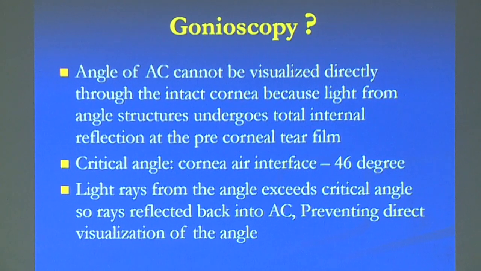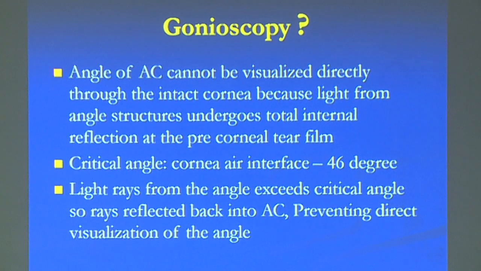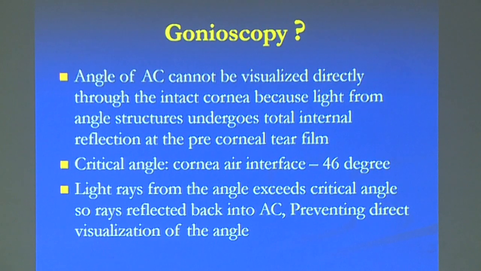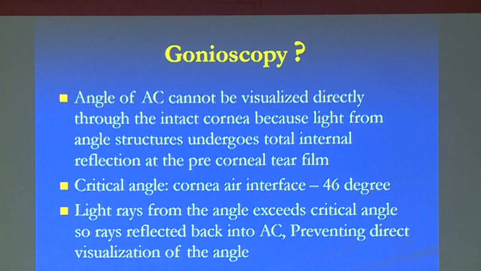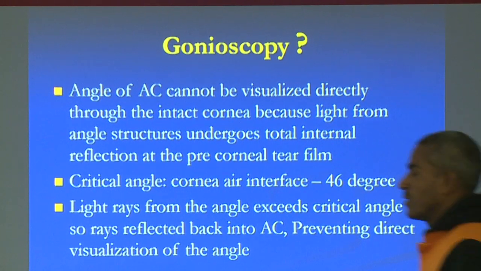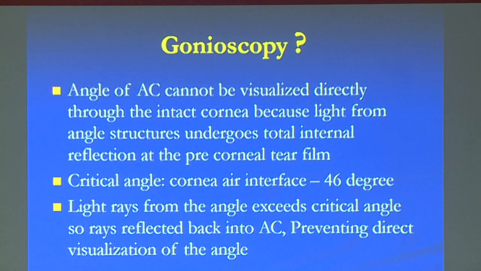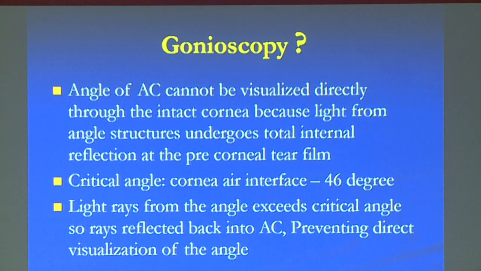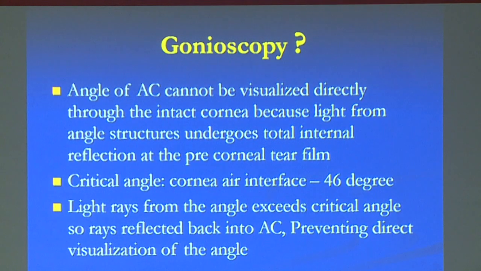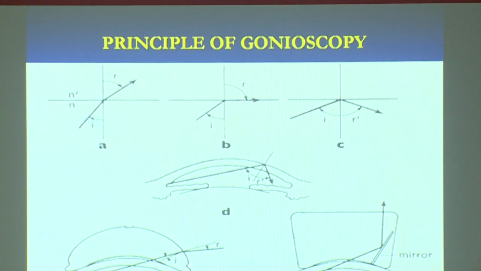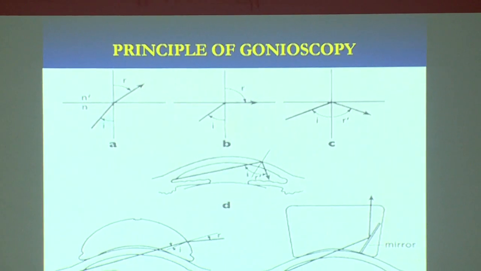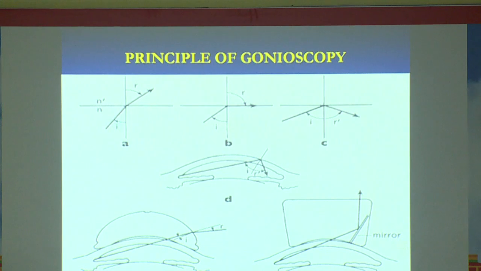Why is there a need for gonioscopy? The angle of the anterior chamber cannot be visualized because there is total internal reflection at the precorneal tear film. Light rays from the angle exceed the critical angle, so rays are reflected back into the anterior chamber, thus preventing direct visualization of the angle. In this picture, we can see that as the angle of incidence increases, there is total internal reflection.